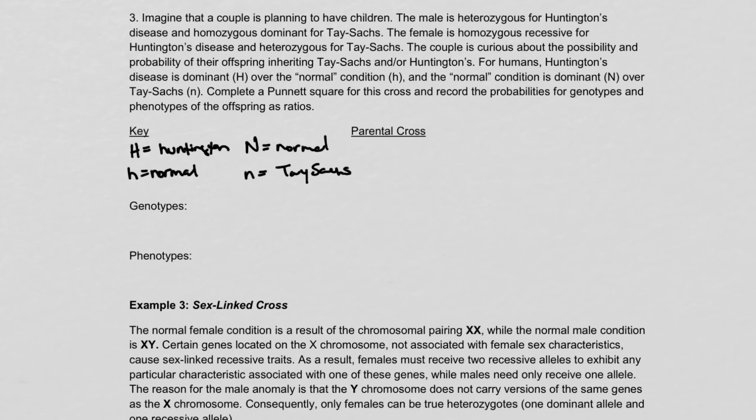Okay, so let's see. What did it say the parents were? The male is heterozygous for Huntington's and homozygous dominant for Tay-Sachs. So that would look like this. Oh, I did it again. I keep wanting to put the X too soon. And the female is homozygous recessive for Huntington's and heterozygous for Tay-Sachs.